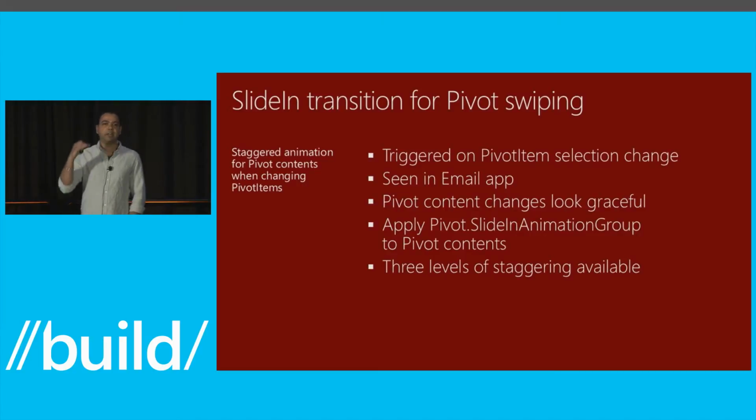And we have made 3 levels of staggering available. The reason we have 3 levels is because we thought that anything more than that would lead to a very confusing UI where you have a lot of animations happening. So that's about it. It's very simple. Let's look at a demo of how you get that in your pivot.